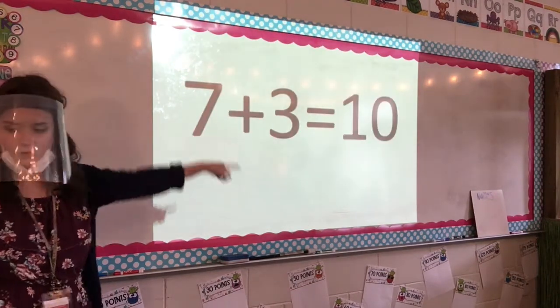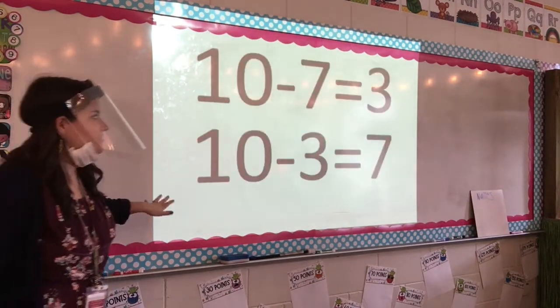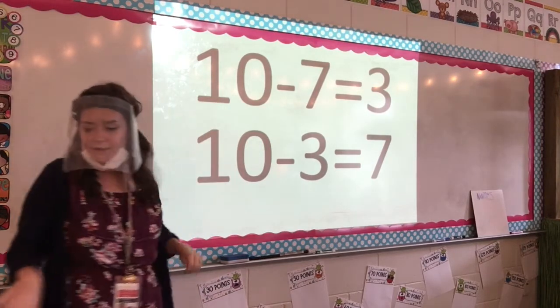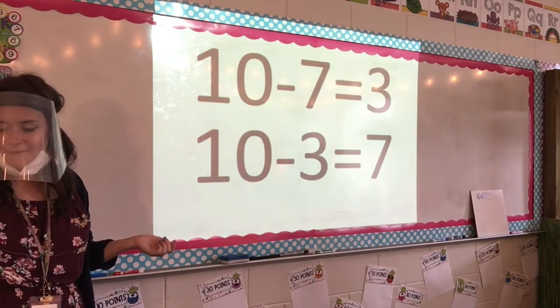7 plus 3 equals 10. The subtraction sentence, same thing. We start with our total. 10 minus 7 equals 3, or 10 minus 3 equals 7.